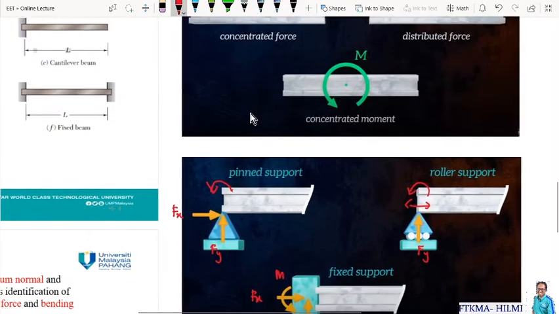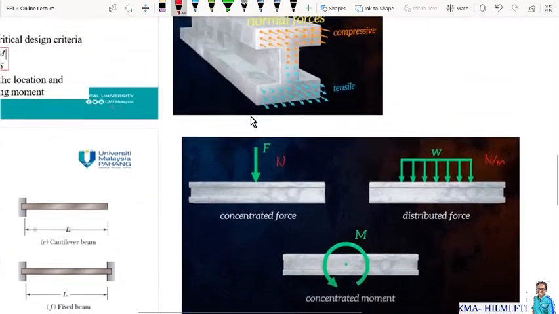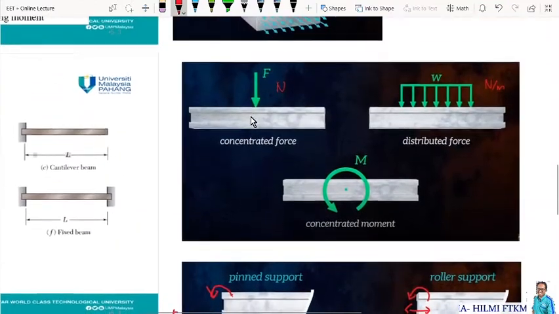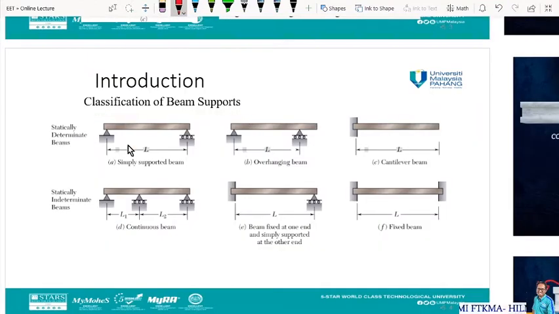If we take a look at the combination of the supports here, we have the simply supported beam, which consists of a pin support and a roller support, and then we have the overhanging and cantilever beam, and then we have the continuous beam fixed at one end and another one is the fixed beam at both ends. Understanding the beam supports is going to help us identify the reaction forces that exist at the supports.